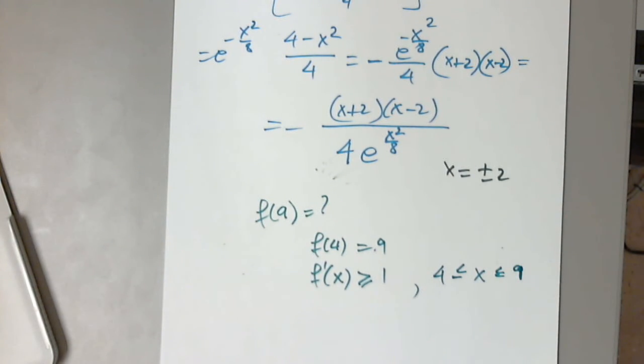So we are asked to determine, or to have some idea about f of 9. How small? Or how big? How small, okay. How small can f of 9 be, knowing that f of 4 is 9, and knowing that the derivative is greater than or equal to 1 for any value of x between 4 and 9. Am I correct? Okay.